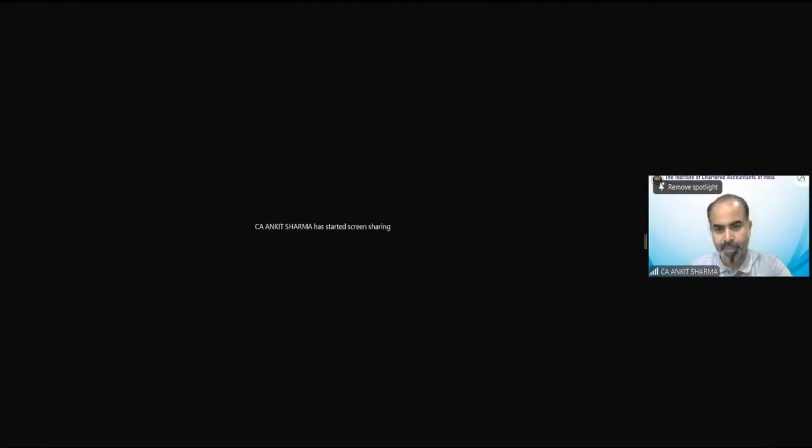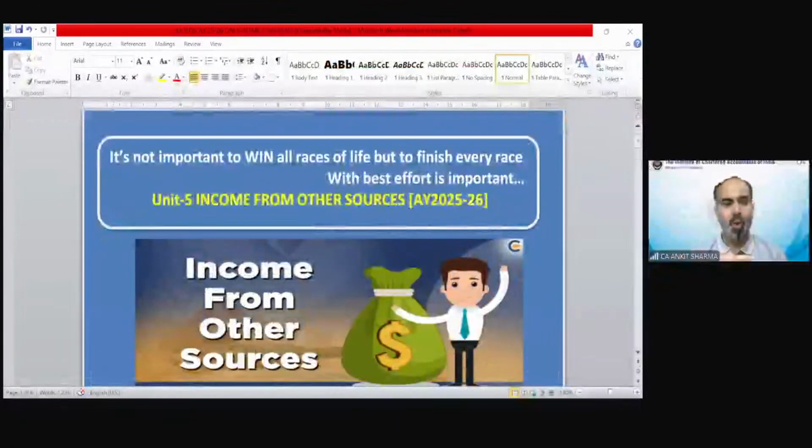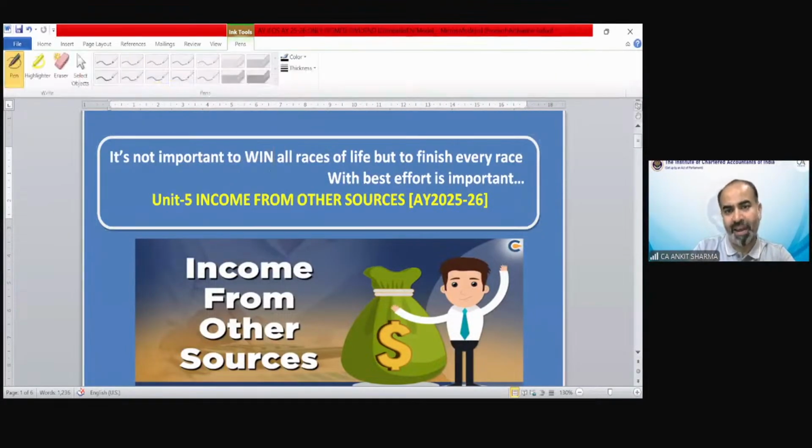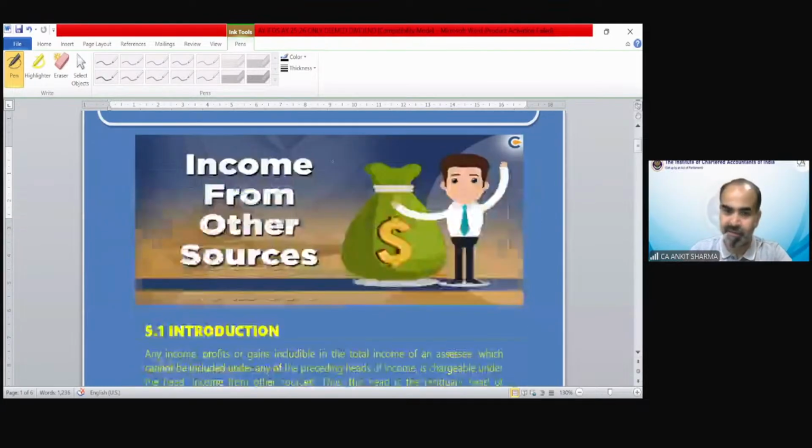Let's move on and start the income from other sources topic. First we are discussing the concept of deemed dividend. Of course, it's not important to win all the races of your life, but to finish every race with your best effort is really important. So just give your best, and I believe that best is enough.